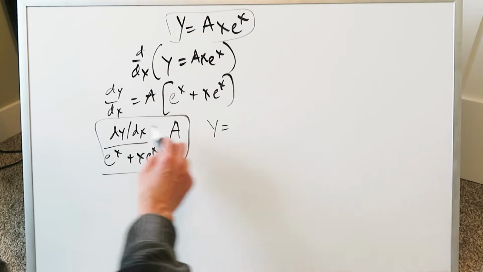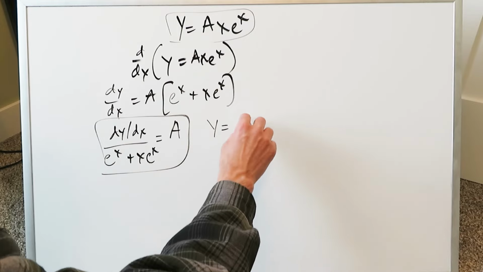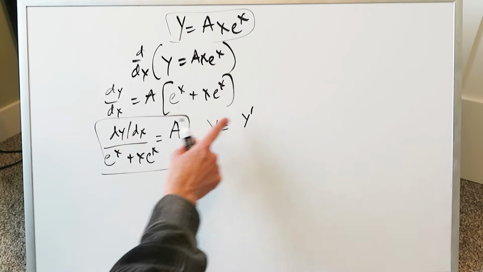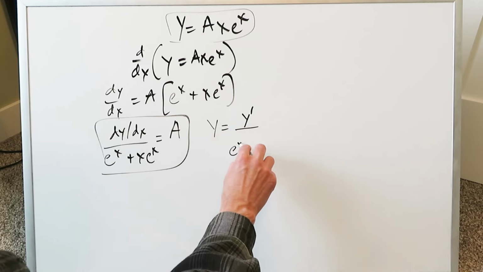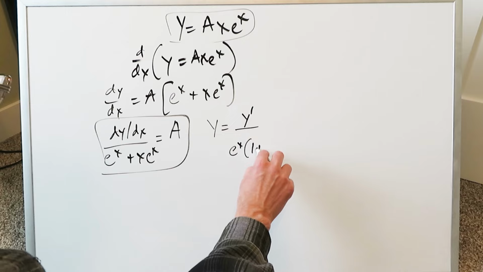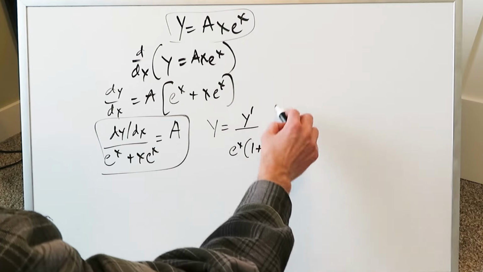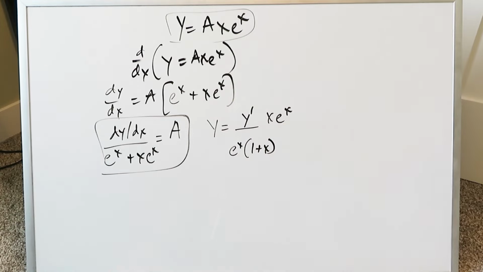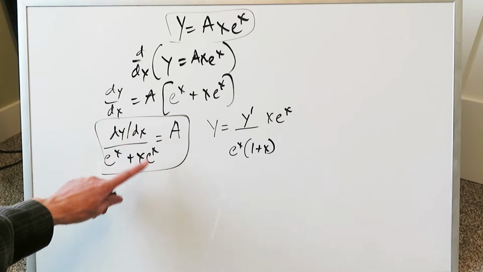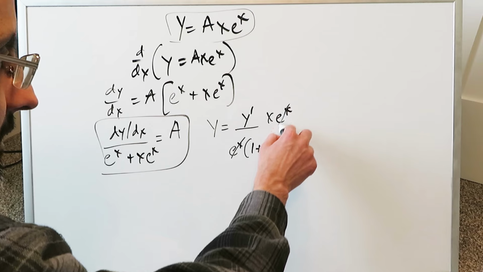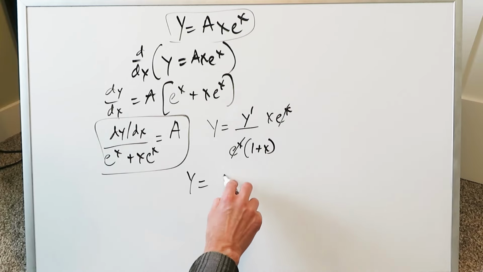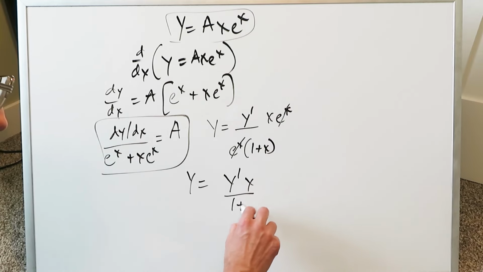I have y is equal to all of this, but I'm going to do abbreviation. I have y prime, dy over dx, over e to the x plus x e to the x. I'm going to isolate e to the x. I'll have 1 plus x times this, times x e to the x. Now see what I've done. I've substituted the expression for a right here in the original equation. I can cancel this out with that. I end up seeing y is equal to y prime x over 1 plus x.